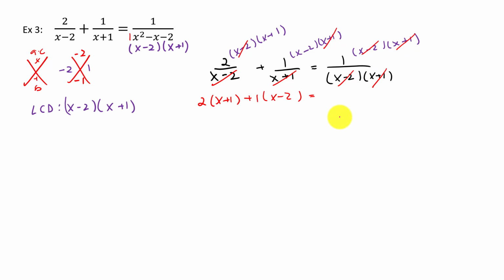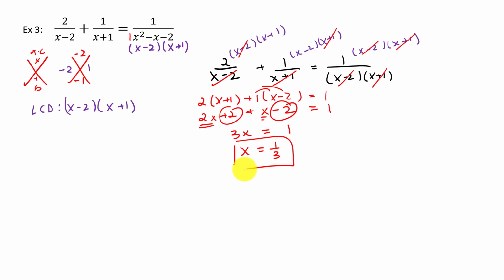That does not mean everything goes away, because that's really like a big fat 1 right there, and so that gives us back 1. Now we can distribute: 2x plus 2 plus x minus 2 is equal to 1. Combine like terms. I've got a 3x is equal to 1. Notice plus 2 and minus 2 cancel out, and then my final step, I will divide by 3, giving me x is equal to 1/3.